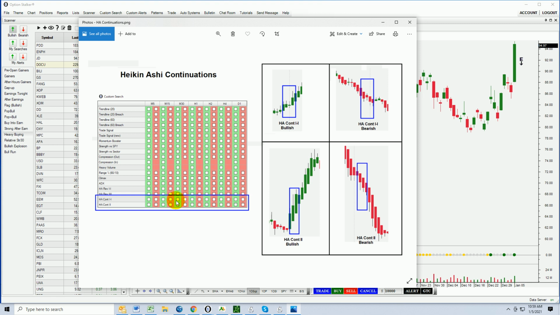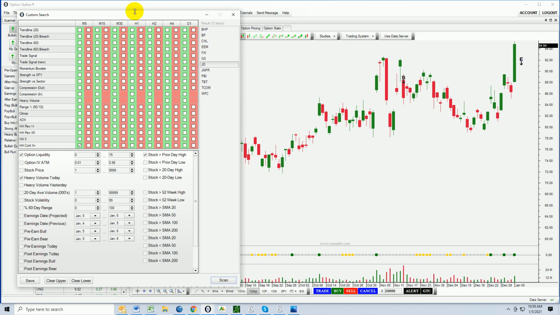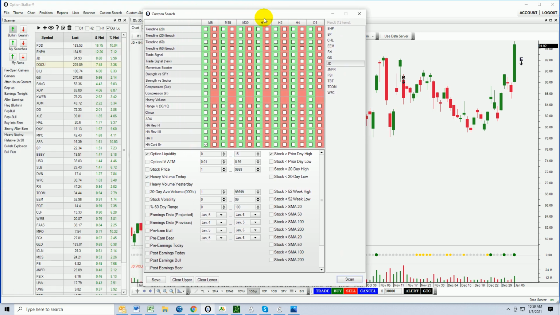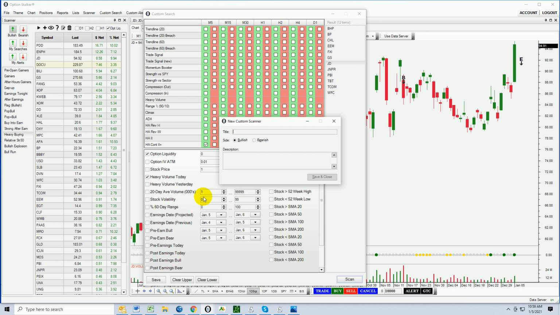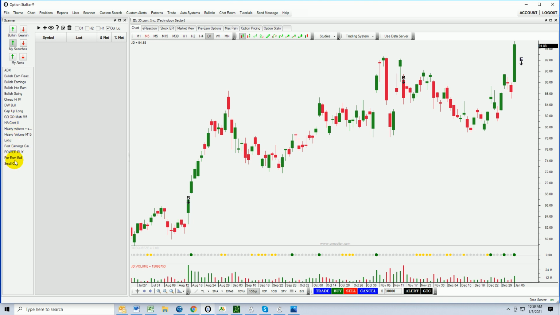We really don't care because we can filter that out using some of the other search variables in custom search in Option Stalker. And once you have a search that you really like, the beauty of it is you can save it. And then these searches are going to appear in my searches. And so you click save, you name it, you say if it's bullish or bearish, write a description so you can remember what it is. Once you save it, you click on my searches, and you'll see it listed below here.